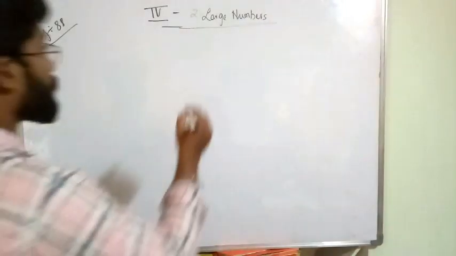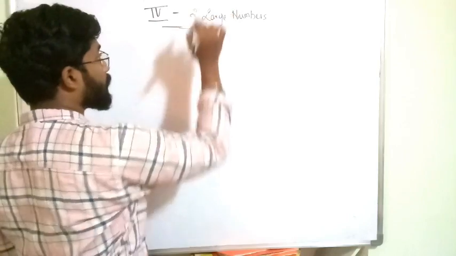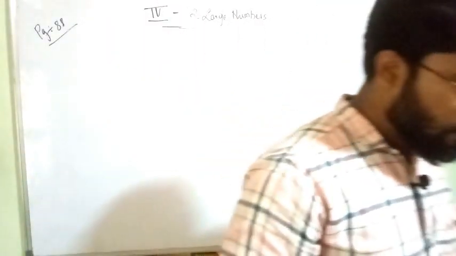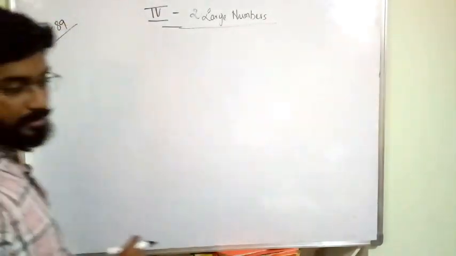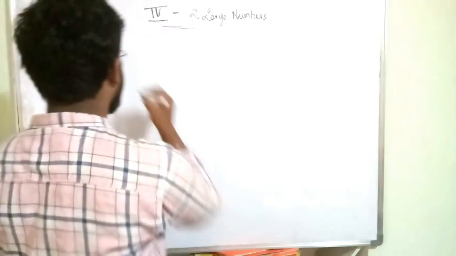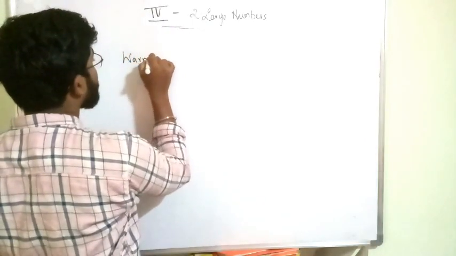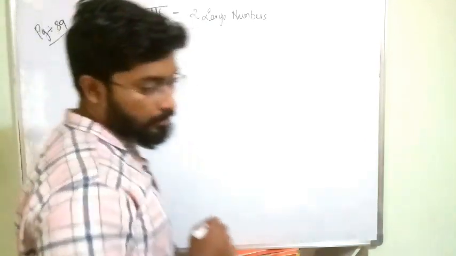Students, we will discuss this chapter. We are starting this new chapter now. That is large numbers. So in your page number 89, what is there? He has given some warm up. In that, what has he given?